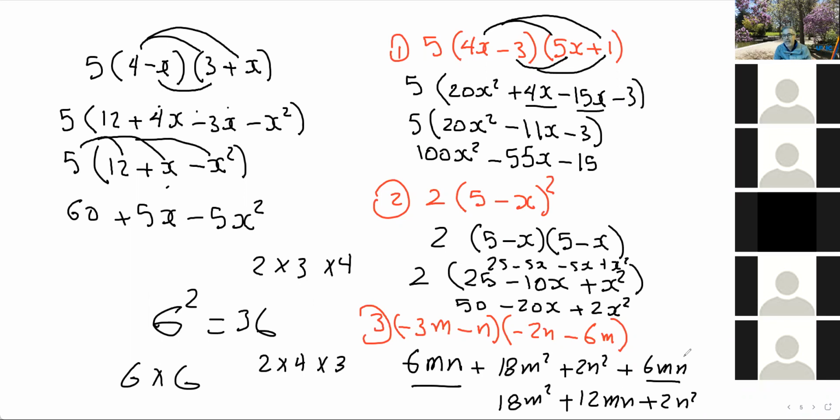So mn and nm is the same thing, because when we write 6mn, if you look at the relationship between these three things here, it's a multiplication relationship. Of course, we don't write the multiplication there. So that's why the order doesn't matter.